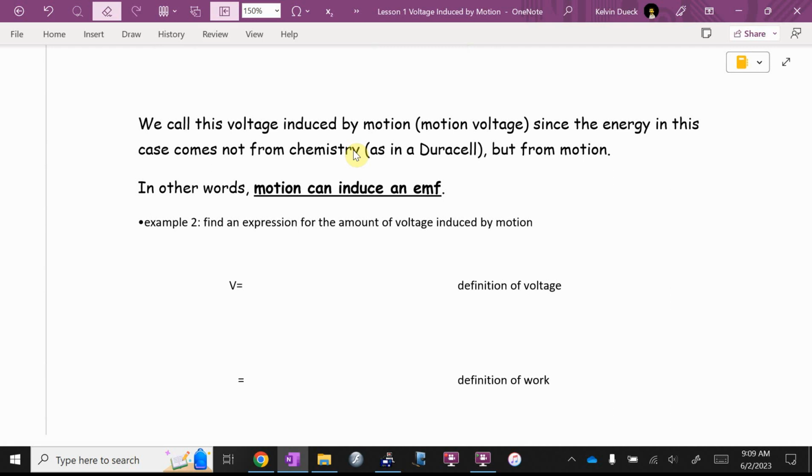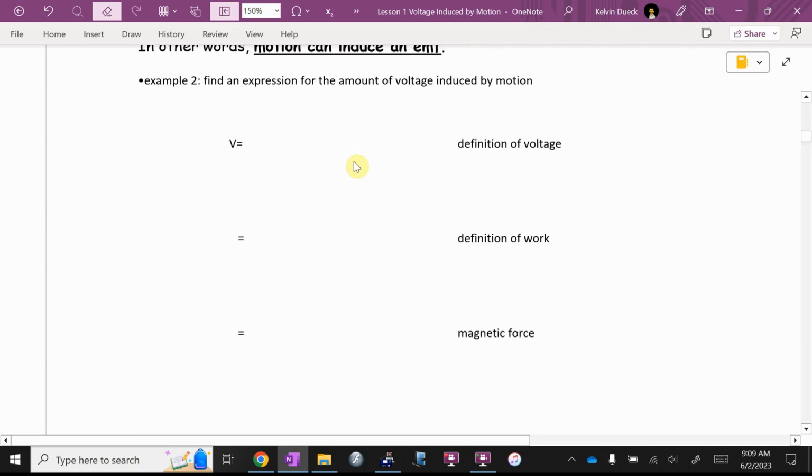That's very important. Let's find an expression. Well, first of all, V equals, we're going to start off with the definition of voltage. It's going to be work per coulomb. Potential energy per coulomb, but I'm just going to say work per coulomb. Kenta, do you remember work is what times what? Our most basic definition. If not, look at your formula sheet.